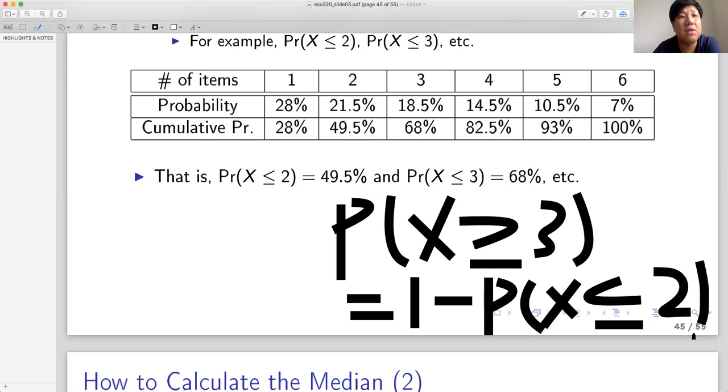What is the probability that x is less than or equal to 2? It's 49.5%. So 1 minus this is 50.5%, which is greater than 50%. So it satisfies the first condition and the second condition, boom. So number 3 is the median.